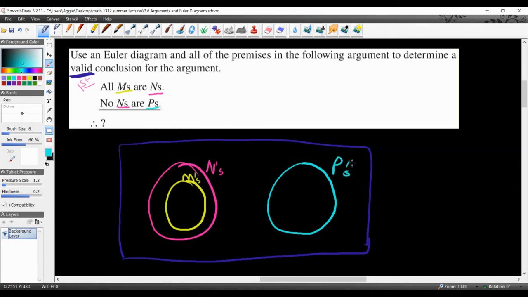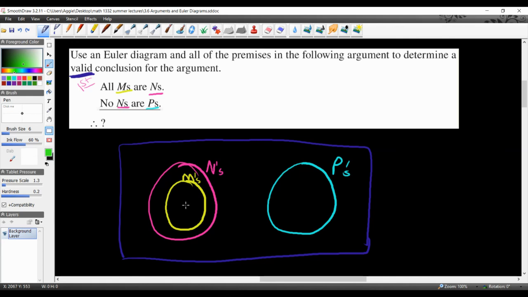Okay, so what can we conclude from this? What's something valid that we can conclude? Well, let's put a dot somewhere. If I put a dot right here, all I can say is that I know it's an N, but that's about it. I don't know if it's going to be an M and N or just N. So I'm not going to go with that because it's unsure.